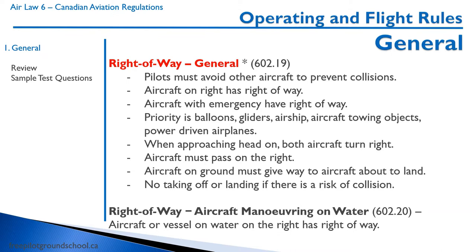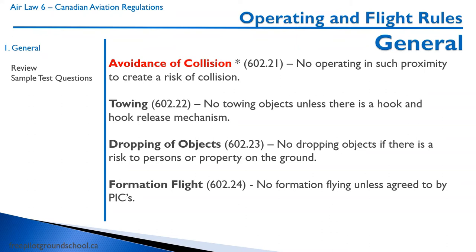A couple of general rules. You can't create a risk of collision. You cannot tow an object unless there is a hook and a hook release mechanism. In this case, this would be banners and gliders. They're specially equipped to tow those objects. You can't drop an object if there's a risk to persons or property on the ground. And formation flight can't be done unless it's agreed to by the pilot in command.